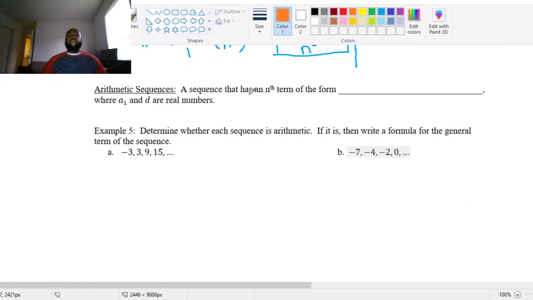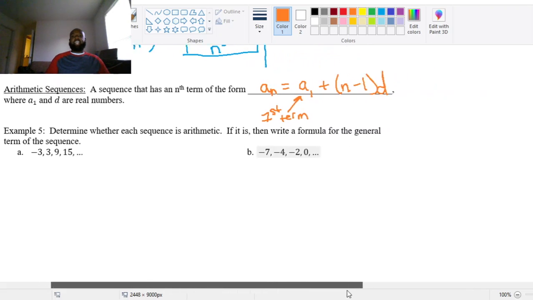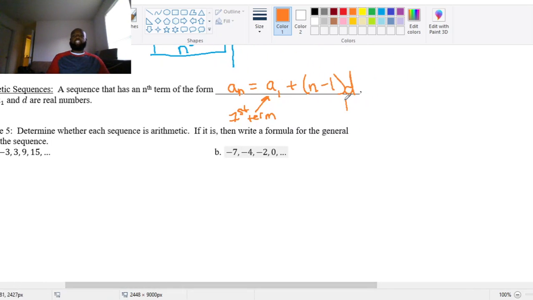All right, arithmetic sequences, right? It's a sequence that has the nth term of the form a sub n equals a sub 1 plus n minus 1 times d, where a sub 1 and d are real numbers, right? So this a sub 1 is your first term, and then that d is your distance or your difference between terms, all right?